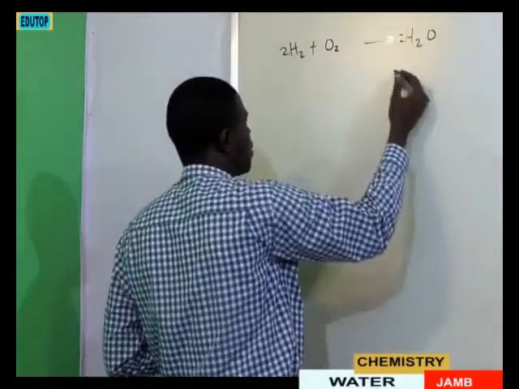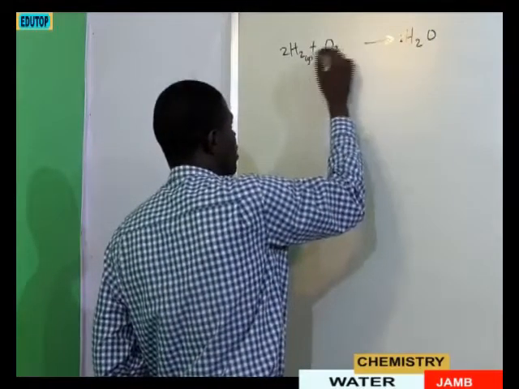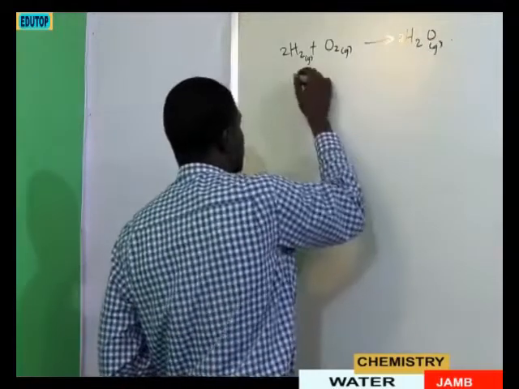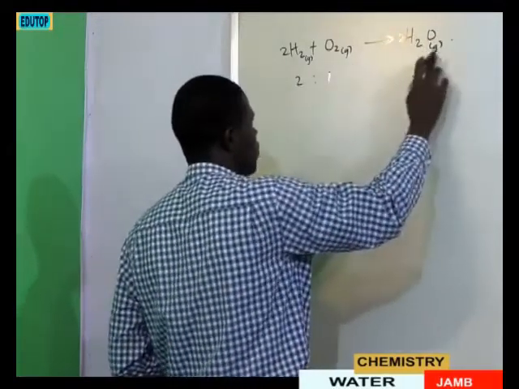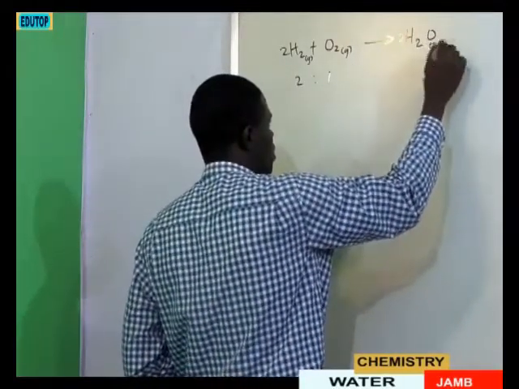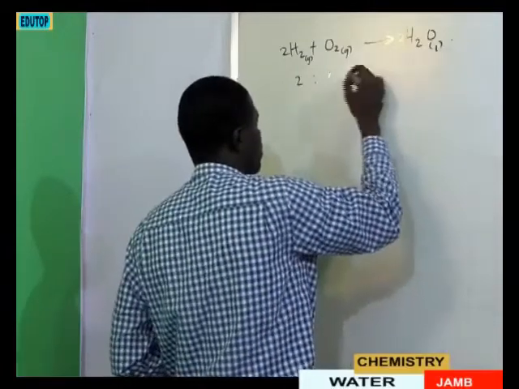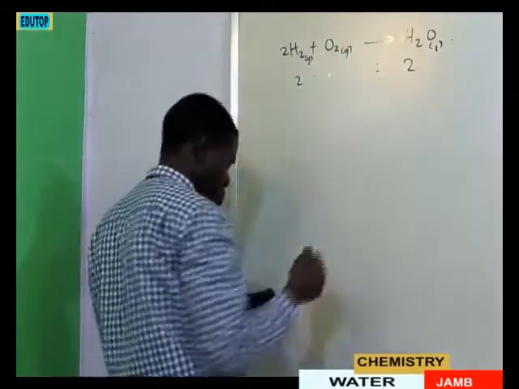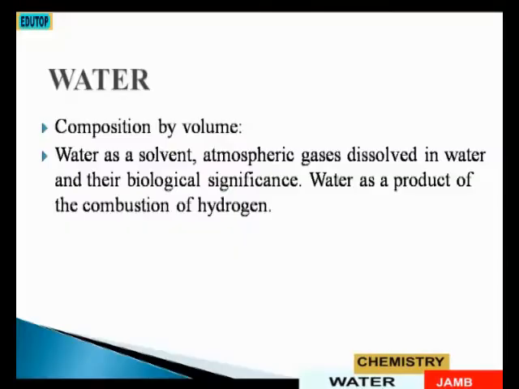Then you have a scenario like this. So let's say this is a gas, and let's say you have a gas. And this is 2:1, although if it's water you're talking about, that will be liquid. But again, that's the ratio. So you have a 2:1:2 ratio. That is the composition by volume.